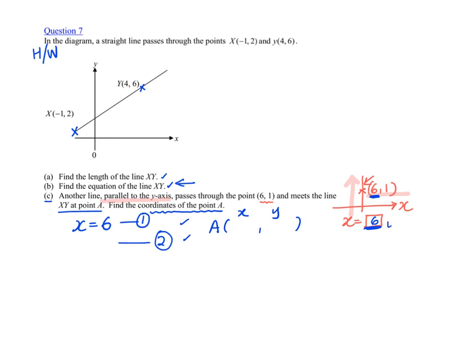One, I have already found from here: the line that's parallel to the y-axis passes through this point, so it's x = 6. Where is the second line? It meets the line XY. And where can I get the answer? I can get the answer from part B. So I shall use the equation over here, part B answer. And then what am I going to do to find the value for x and y? I need to solve the simultaneous equations.